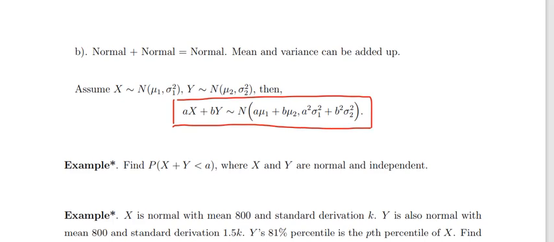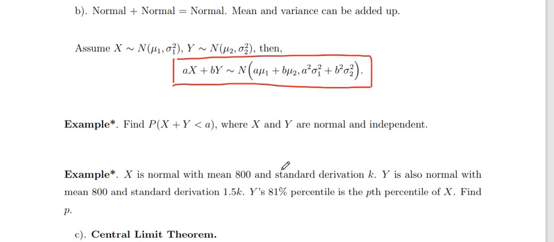Now let's suppose we have such a problem. X follows some normal distribution, Y follows some normal distribution. Then we find the probability that X plus Y is less than A. So X plus Y is also a normal distribution, right?